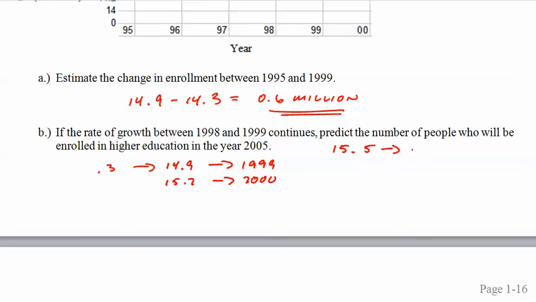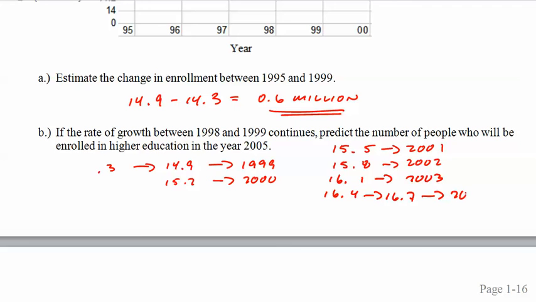15.5 in 2001. 15.8 in 2002. 16.1 in 2003. 16.4 and then 16.7, and I'm only shortcutting because I'm running out of time, in 2005. 16.7 million. So here's how we play with table charts and data.